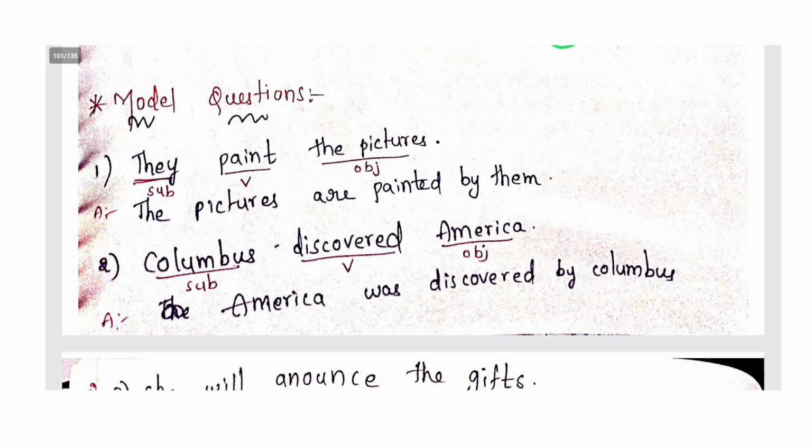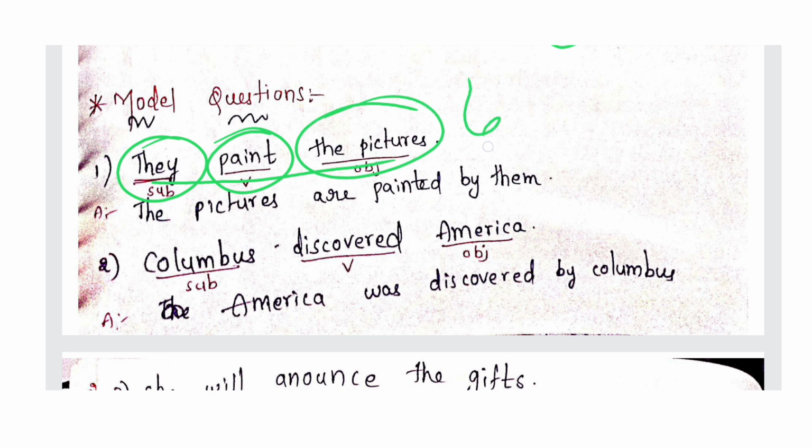Let us see some example questions. They paint the pictures. Here, they is the subject, paint is the verb, the pictures is the object. This is in active voice. And then in passive voice, the pictures are painted by them.